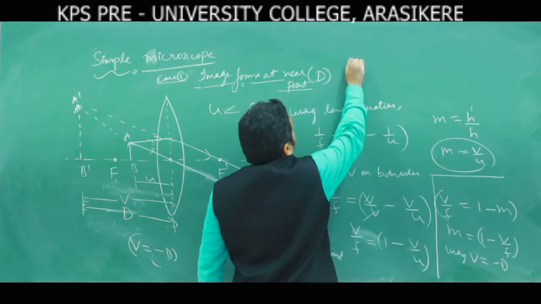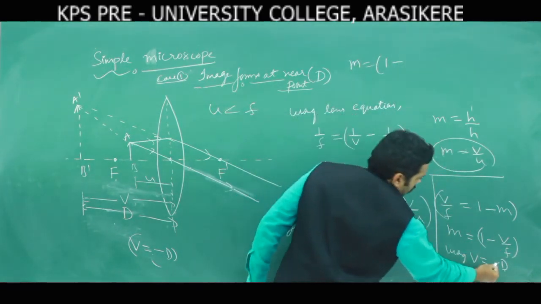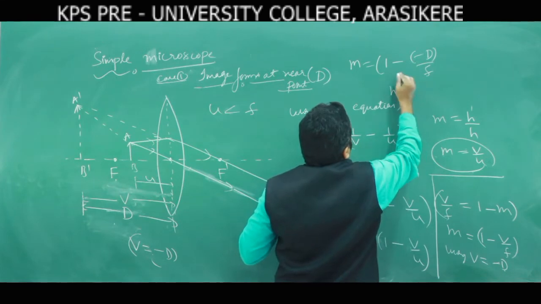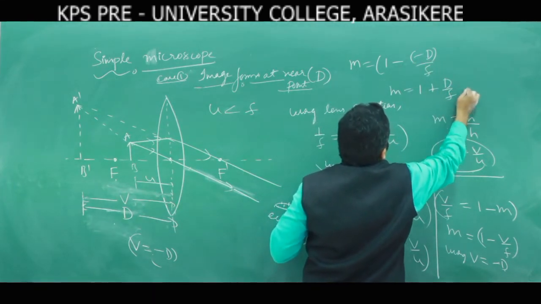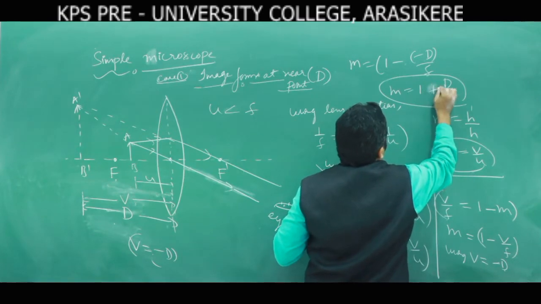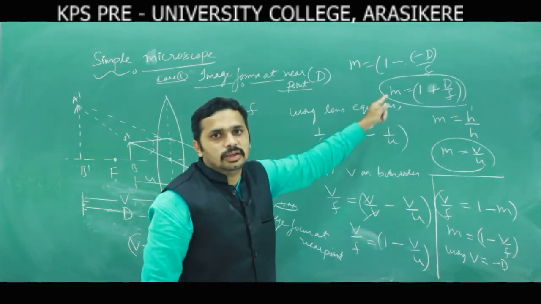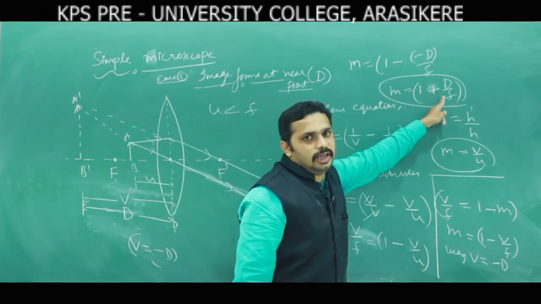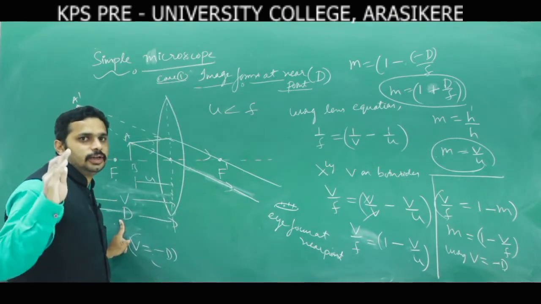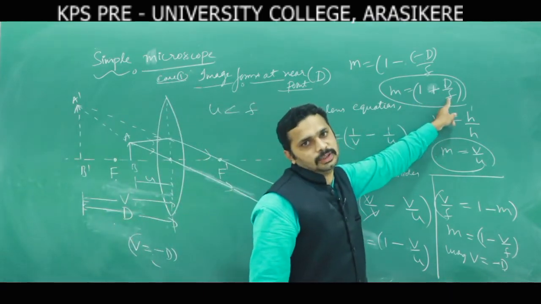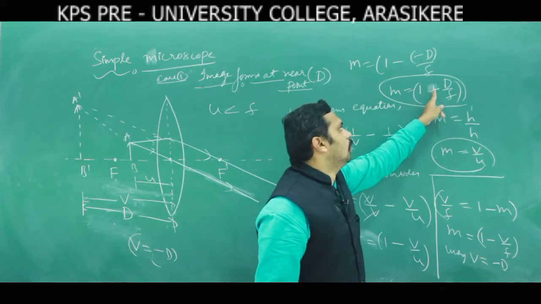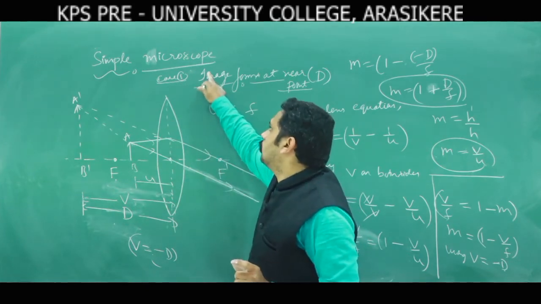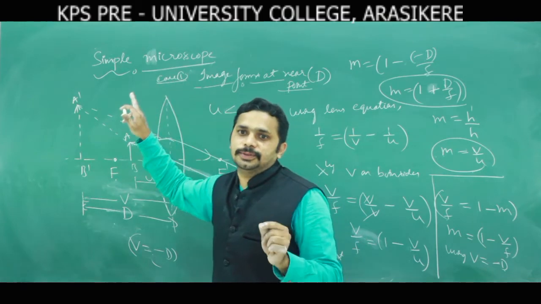Now what is the formula here? M is equal to 1 minus, with the minus sign, minus D by f. M is equal to 1 plus D by f. This is the formula we got when the image forms at near point. Here D is the least distance of distinct vision and f is the focal length. The very important formula: M is equal to 1 plus D by f. This is a convex lens. That's why a simple microscope is also called a magnifier.